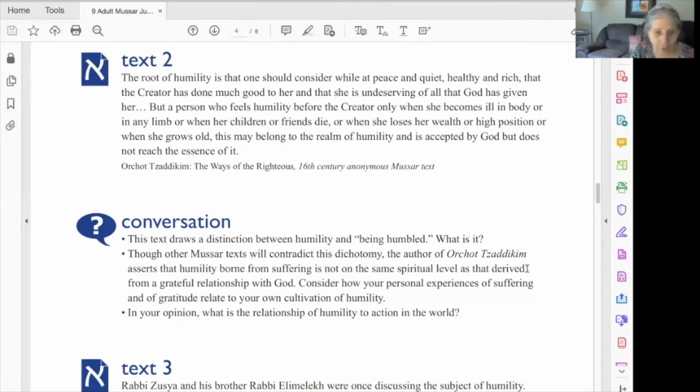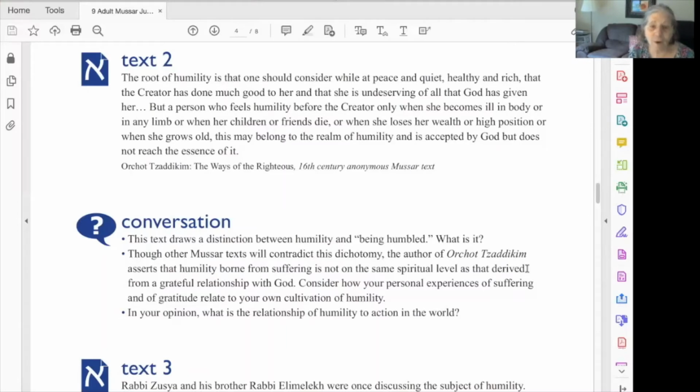As we go forward with this Mussar text, some texts have a dichotomy. The author of this particular one asserts that humility born from suffering is not on the same spiritual level as that derived from a grateful relationship with God. Consider how your personal experiences of suffering and of gratitude relate to your own cultivation of humility. A very deep discussion can stem from this particular question.